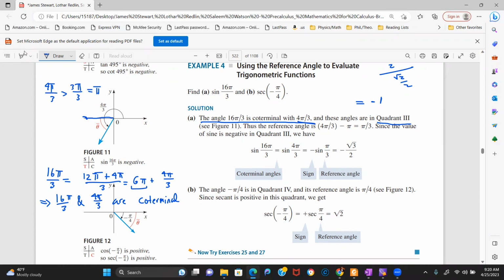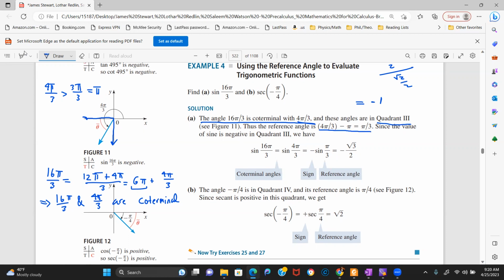But it's also going to be less than 3 pi over 2, so you're in the third quadrant. So now what's the reference? We found the coterminal angle, now we want the reference angle. To get the reference angle, you just do this computation right here: 4 pi over 3 minus pi, and it gives you pi over 3.